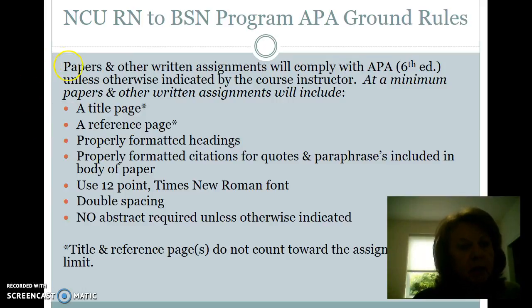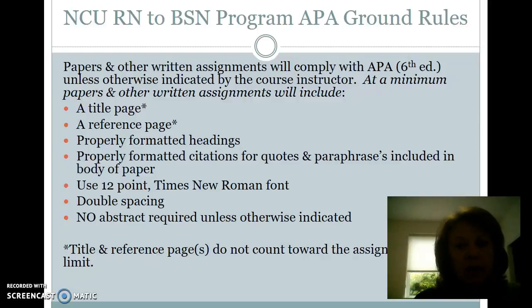Here at NCU, in our RN to BSN program, we've developed some APA ground rules that are going to be consistently followed in all of your nursing courses. And as a faculty, we've decided that these are the basic elements of APA that we want incorporated in your writings. These are things that you want to be clear about, that you want to consistently use, and in fact maybe even be an expert at by the time you leave our campus and our school.